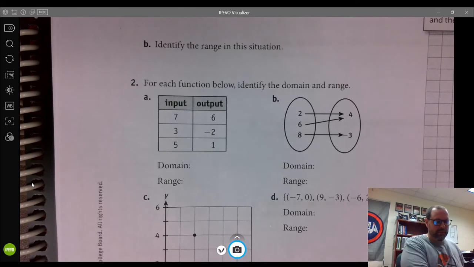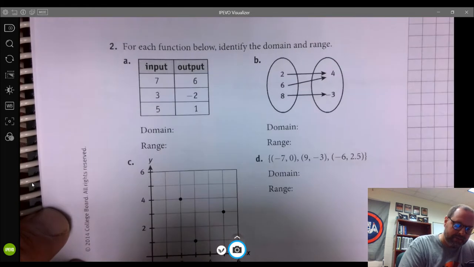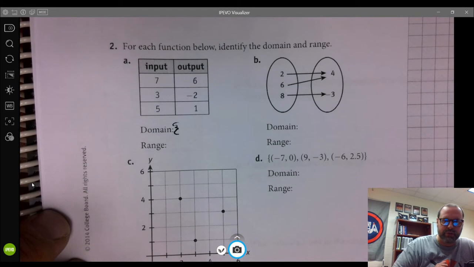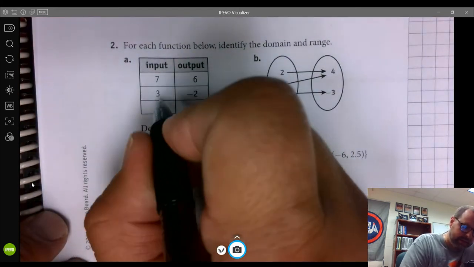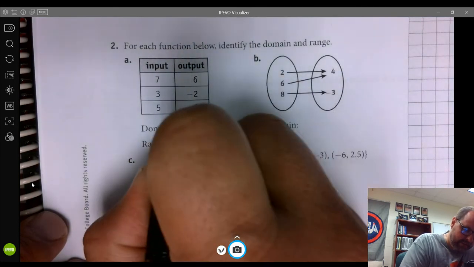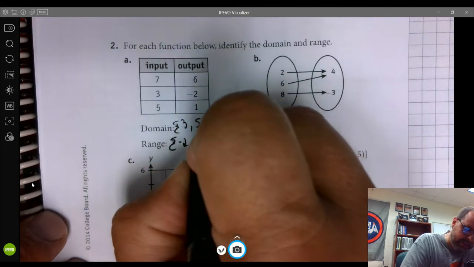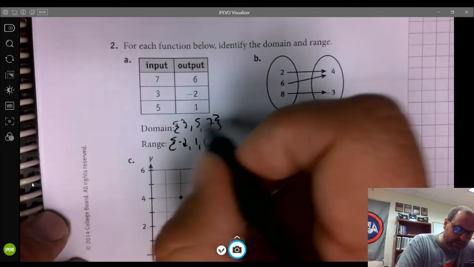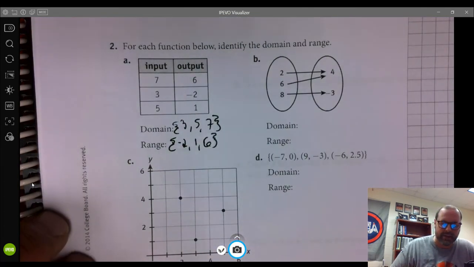For example, I'm still on page 71. It says, for each function below, identify the domain and range. Usually, we'll write it in numerical order, so you don't have to write it to match up. What do I mean by that? The domain is the inputs, the X values, so I'm going to put it in order: 3, 5, 7. The range, smallest is -2, then 1, then 6. This doesn't mean 3 and -2 match up, 5 and 1, or 7 and 6. In this case they do, but that doesn't mean that would necessarily be the case.